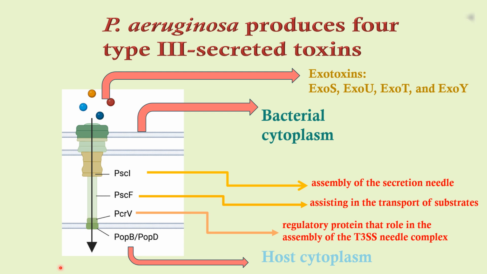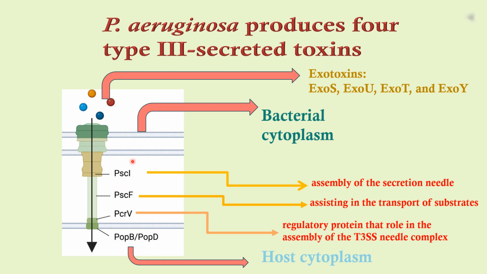Here, we can see the structure of this secretion system. In the bacterial cytoplasm, we can see toxins have been produced and are waiting for secretion through the system. And we can see here the structure of the secretion system. This system has many parts that have a role in this translocation, but we have here four main parts of this system.